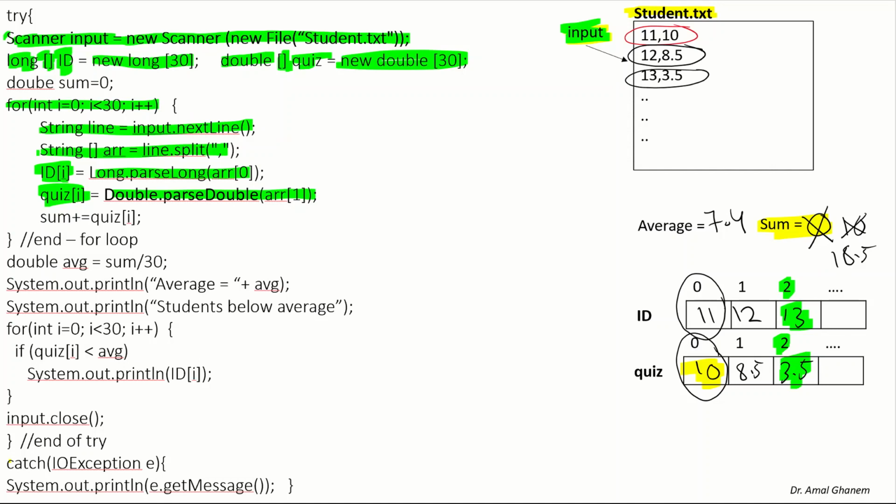And then the rest of the program is more similar to exercise number 1 we did in chapter 1 of arrays, because you have to calculate the average, you have to go for each element in the array. If it is below the average, you have to do the output. And at the end, you have to do the close and close of try.